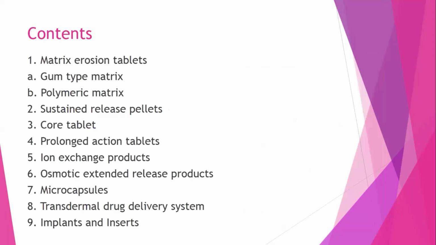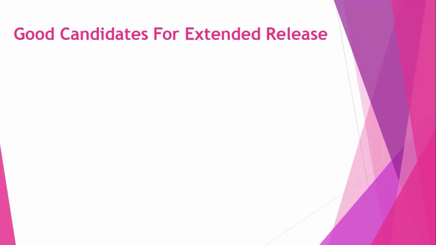These are the contents to be discussed in today's video. The matrix erosion tablets, which are of two types, gum type matrix and polymeric tablet matrix, sustained release pellets, core tablets, prolonged action tablets, ion exchange products, osmotic extended release products, microcapsules, transdermal drug delivery systems, and implants and inserts. These are all types of products which ensure sustained release of the drug and sustained effect over a longer period of time, and we will understand it in detail one by one. All the details are taken from the book Biopharmaceutics and Pharmacokinetics by Leon Shargel.